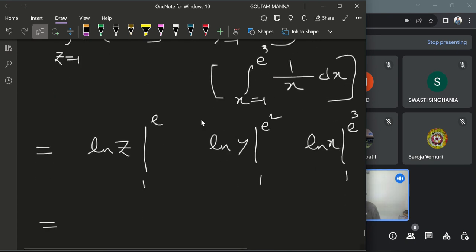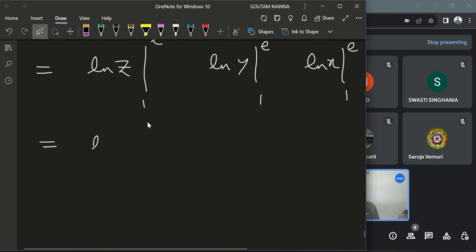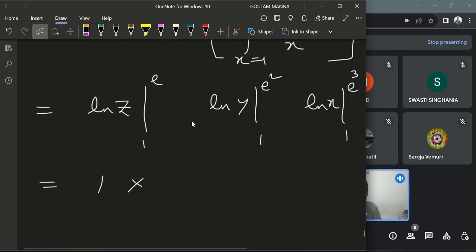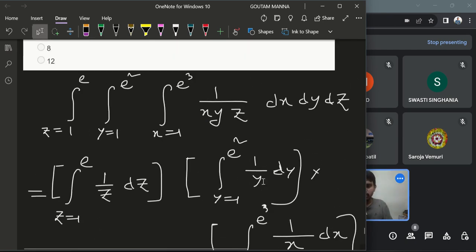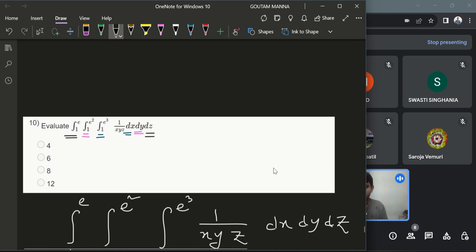Now if I put the limits, it will be ln e minus ln 1. ln 1 is 0, and ln e is 1, so that is 1 times ln e square minus ln 1. ln 1 is 0, so ln e square is 2, times ln e cube, which is 3. If I put the lower limit, that will again be 0, so it will be 6. So the correct answer is 6.